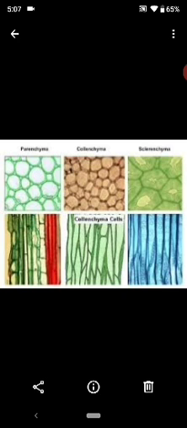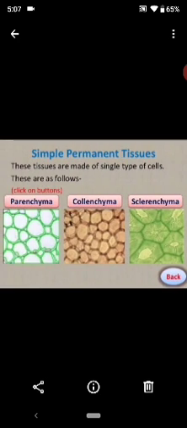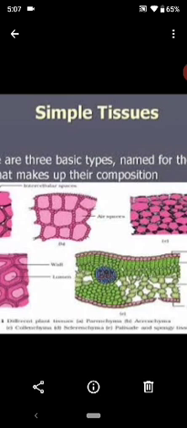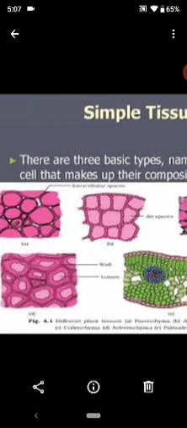Now the third category is sclerenchyma. Sclerenchyma tissues are made up of dead cells. They are hard and rigid in texture. The cells are thick-walled and have various shapes or sizes. Maybe they are fiber-like, maybe they are stone cells. They also give mechanical support to the plant. And this is the diagram showing the three types of tissues: parenchyma, collenchyma and sclerenchyma.